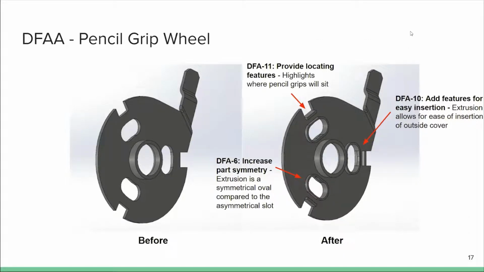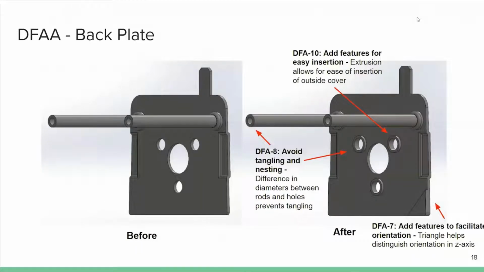We added ridges to provide a locating feature where the pencil grips sit on the wheel, following design principle DFA 11. Next, we added extrusions at the slots to allow for ease of insertion of the outside cover into the wheel's slots, following the design principle DFA 10. Lastly, we chose to make the extrusions ovals that are symmetrical in 2 axes to increase part symmetry, following design principle DFA 6. Next, we redesigned the backplate.